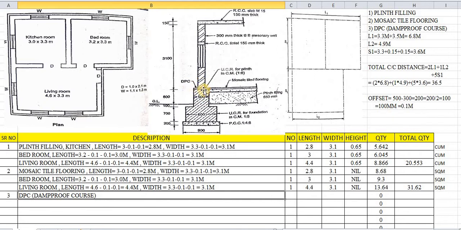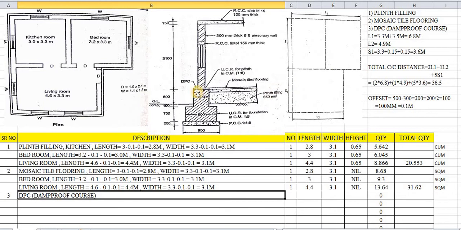And what is the width of the DPC? The DPC has the width of the UCR second step, that is 500. So 500 is the width of DPC. What about the height of DPC? It is very negligible, there is no such height for DPC. What about the length? This DPC will be laid along the center line plan, along the long wall and short wall. So this DPC is to be calculated by the concept of long wall and short wall.